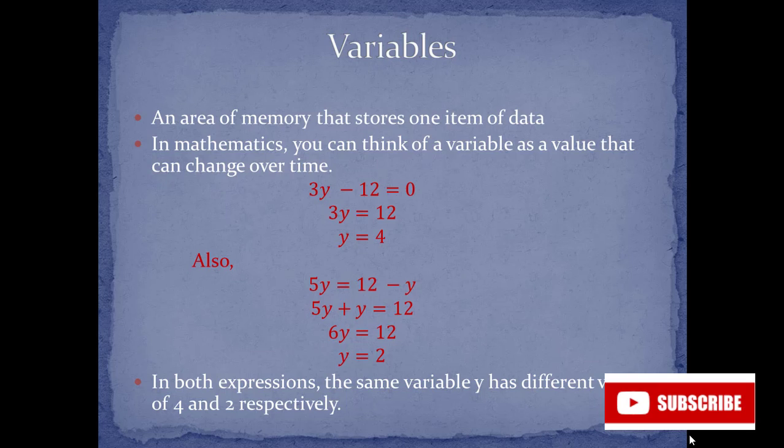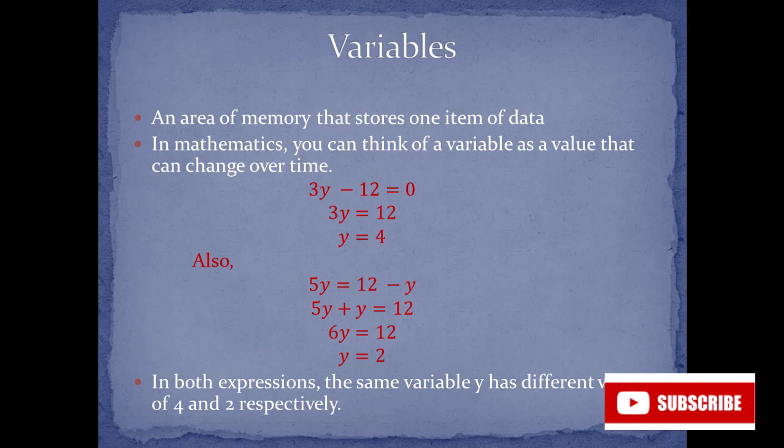First of all, variables. Simply put, a variable is an area of memory that stores one item of data. You can think about a variable like a box, right? And that box can only contain one item, one kind of item at a time. So have that picture while we discuss variables. Well, in maths, you can think of a variable as a value that can change over time.